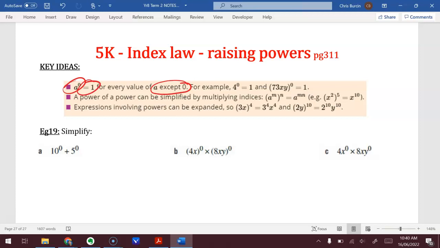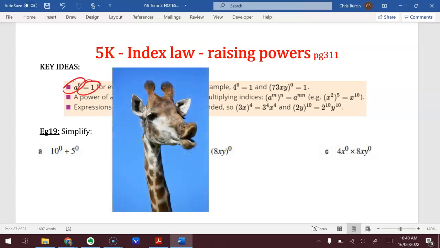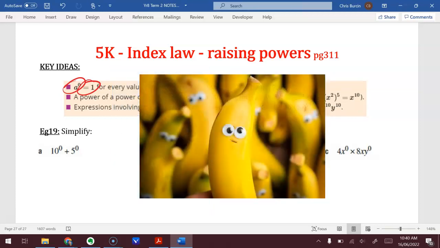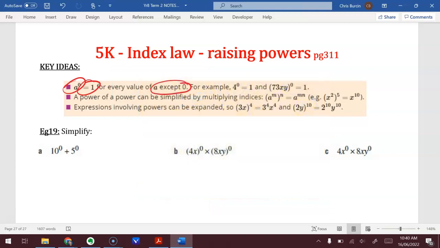You can have 4xk27 to the power of 0, it will equal 1. You can have giraffe to the power of 0, it equals 1. You can have banana to the power of 0, it equals 1. You can have 47 bananas to the power of 0, it will equal 1.